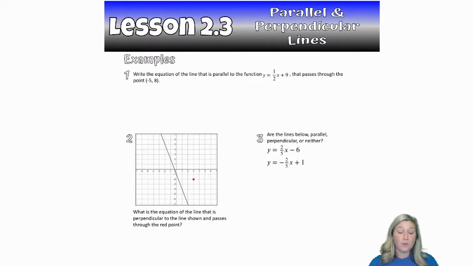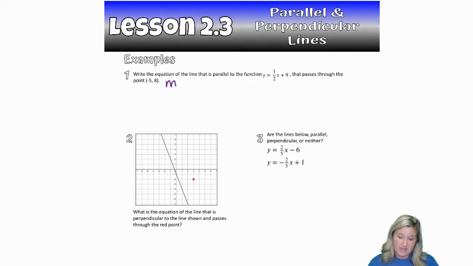All right, so now we're going to write the equation of the line that's parallel to the function y equals 1/2 x plus 9 and passes through a specific point, (-5, 8). In order for us to write an equation, you either have to have two points or a point and a slope. Since we have a slope and a point, we can write our equation.